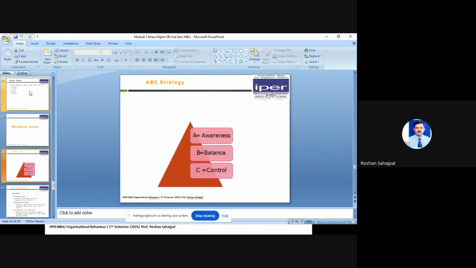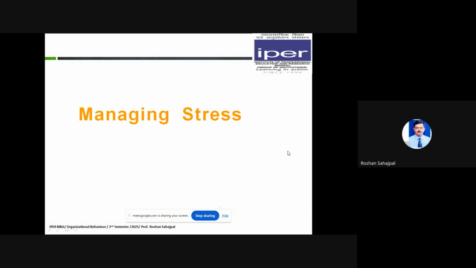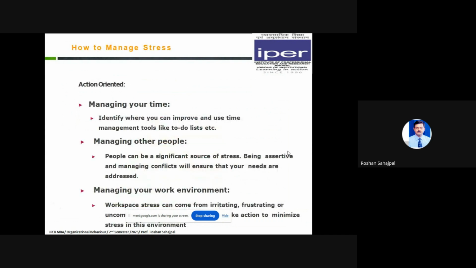Now we come to managing stress. तो सबसे पहले अवेयरनेस होनी चाहिए कि what are the reasons that are causing stress. Then there should be a balance that should be struck, and then it should be controlled. It's called ABC strategy. Action oriented. Manage your time. आपको हर समय बहुत सारे काम एक साथ करने पड़ेंगे, तो आपको प्रायोरिटी डिसाइड करके टाइम एलोकेट करना है.